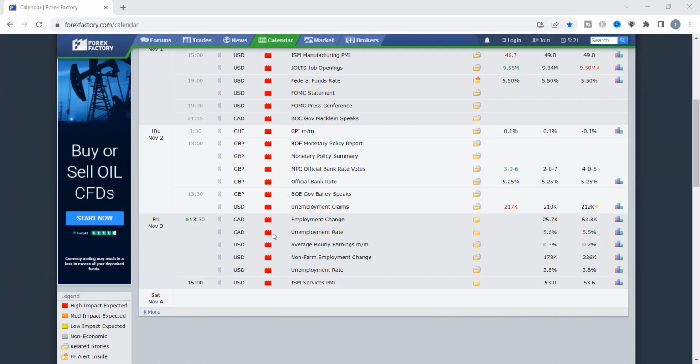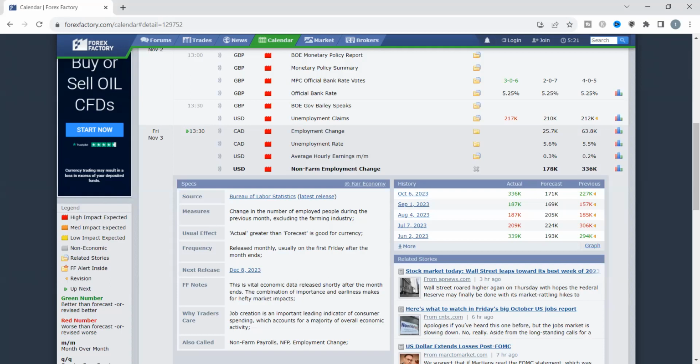Now, for what we have over here, we're looking for a forecast of 178K. So depending on what we have here, if it is higher or lower, we can check on the information here under the usual effect. And usual effect states what? It states that if actual is greater than forecast, then it is good for the currency. So we have actual, we have the forecast and then the previous. This is the forecast over here at 178K. So if the actual is greater, then that means that it is good, and that means that we should be buying the US dollar, and that means that the US dollar should appreciate. The DXY should appreciate today.